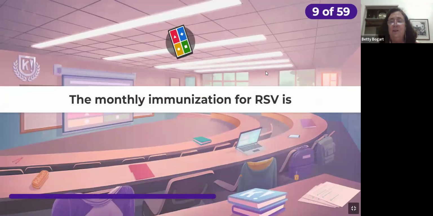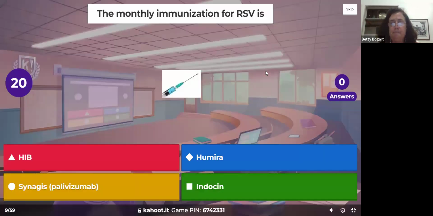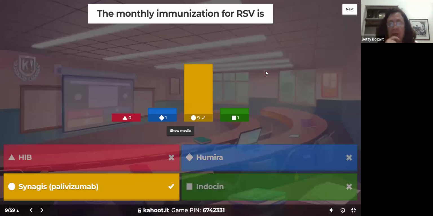The monthly immunization for RSV is Synagis. Humira, that's for RA. Indocin or indomethacin is to close a PDA.